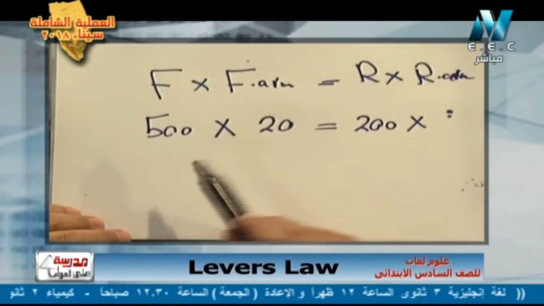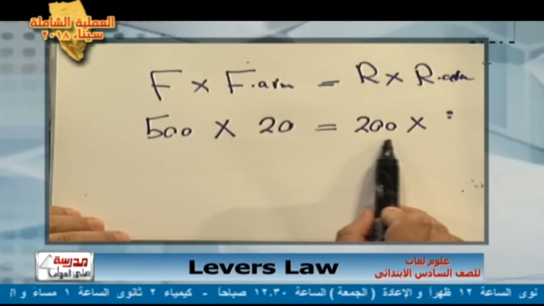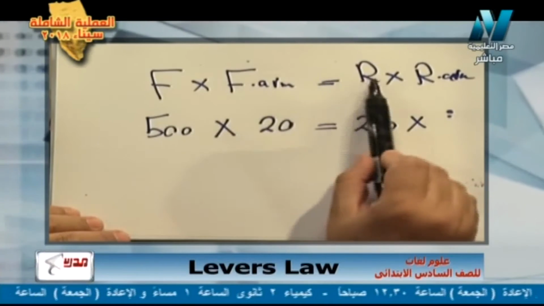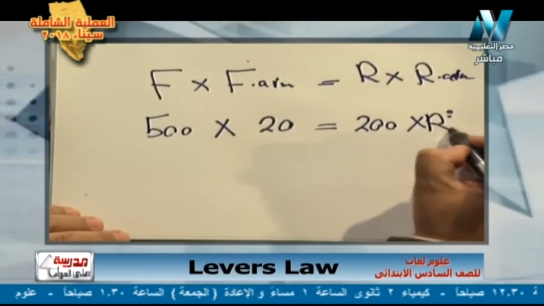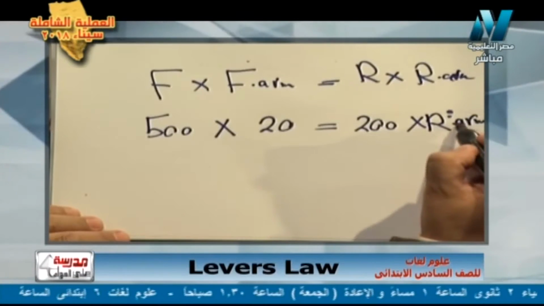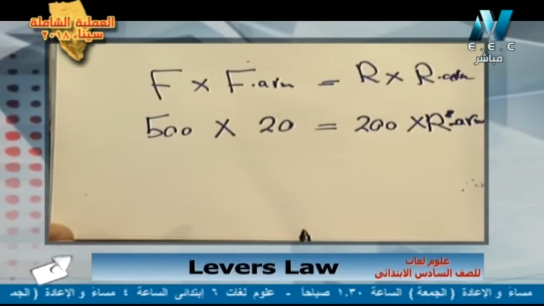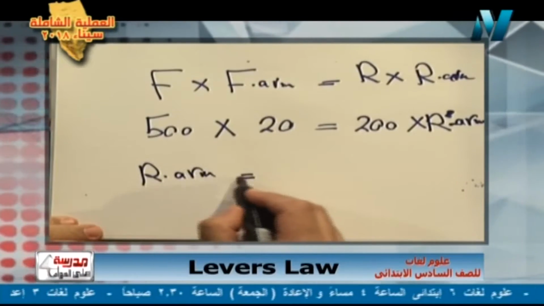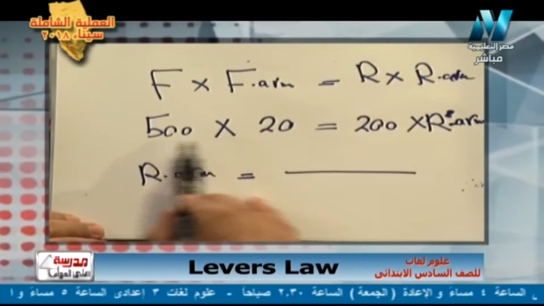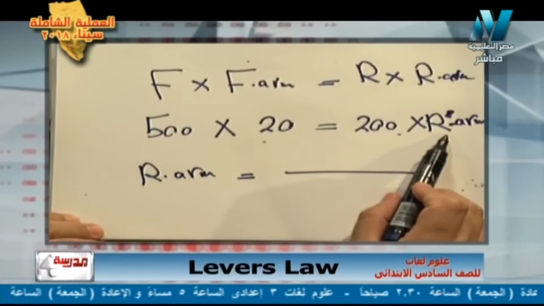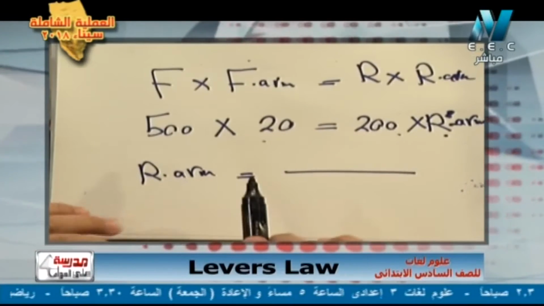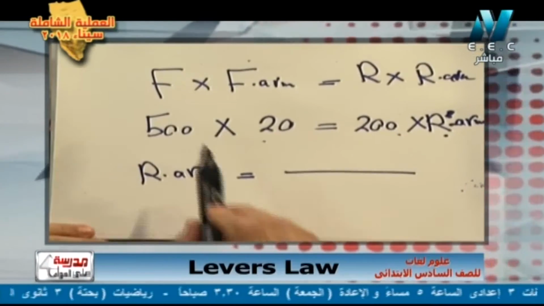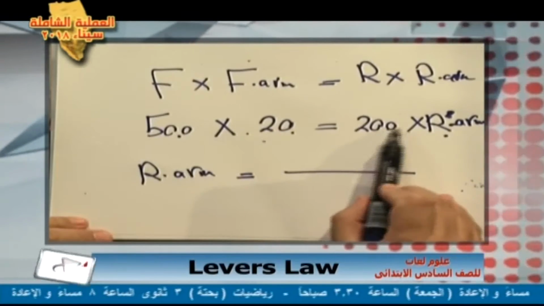Surely I have 3 values. هنا عندي 3 values, but the problem contains 4 values. So I want now the resistance arm. Okay. So how can I find the resistance arm? I can write that resistance arm equal. I have 2 sides here. هنا عندي جنبين بين الايكوال. Which side is complete? مين السايد اللي هو عنده ارقام كامله؟ 500 by 20 or 200 by resistance arm?